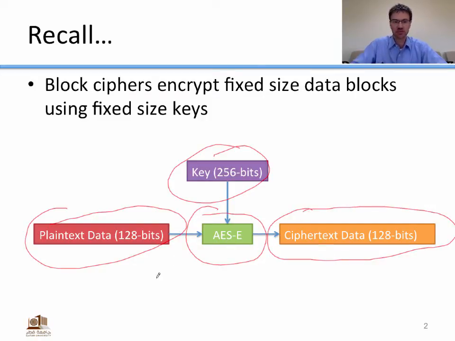Now, it's important to note that a block cipher can only encrypt blocks of data. And in this case, the block size for AES is 128 bits. So it can only encrypt data in 128-bit blocks, not smaller, not bigger, exactly 128 bits.